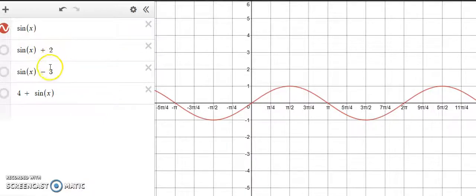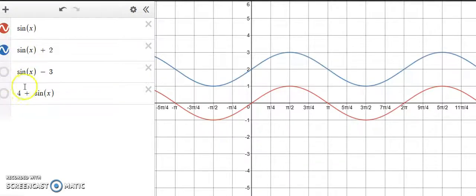So remember, when we add or subtract, that's going to be a shift this time. So we're going to move the entire graph up or down. So we've got our sine x. Sine x plus 2 should be a shift up by 2. So let's see that. Okay, and we can see that that blue is shifted up by 2.